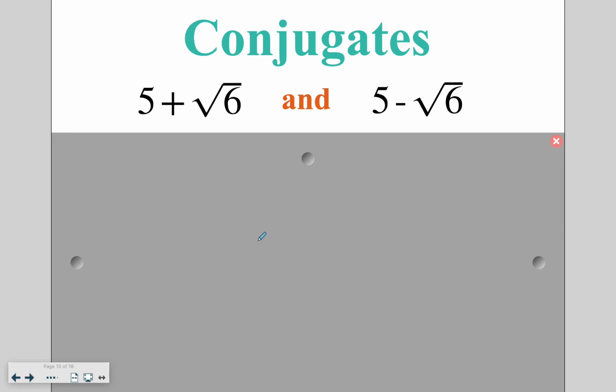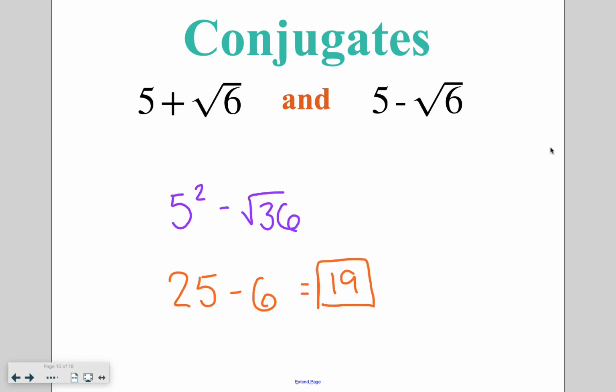Go ahead and find the numerical value of the conjugate for these 2 on your own. So we've got 5 squared minus 6 times 6 is 36. So 25 minus 6 gives us a conjugate value of 19.